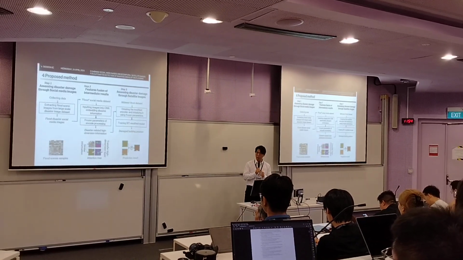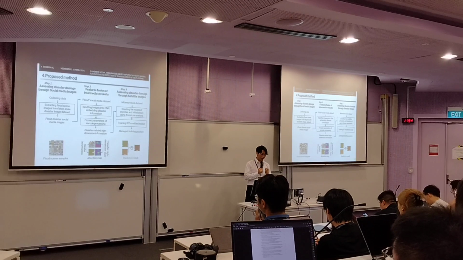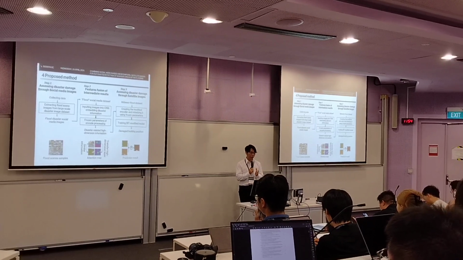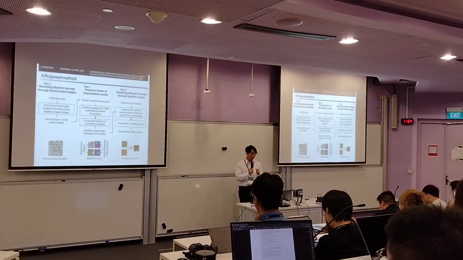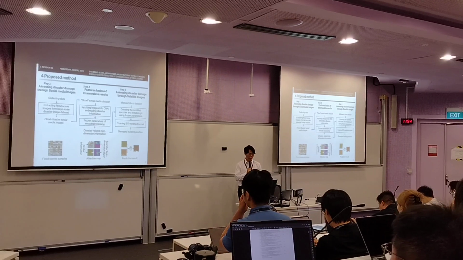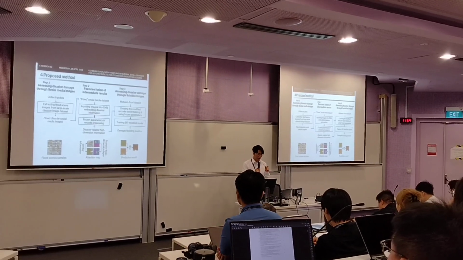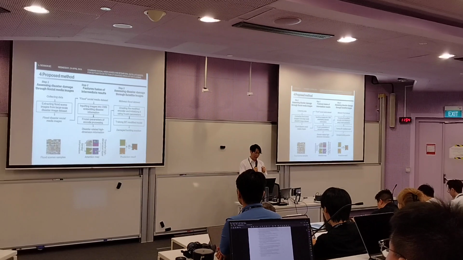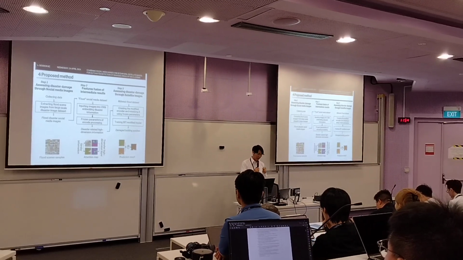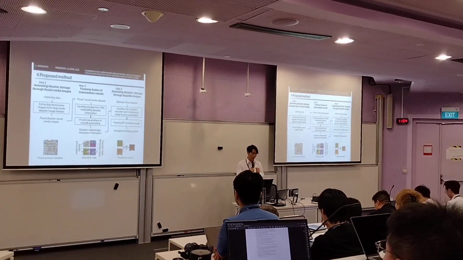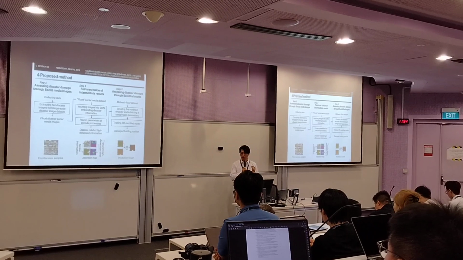And here is the proposed method. The first step is to collect flood disaster-related data from social media datasets. The second step is to obtain the disaster information in the social media images by training the deep learning models. And the third step is to insert the disaster information into the BIT modified models and train on the Midwest flood dataset.